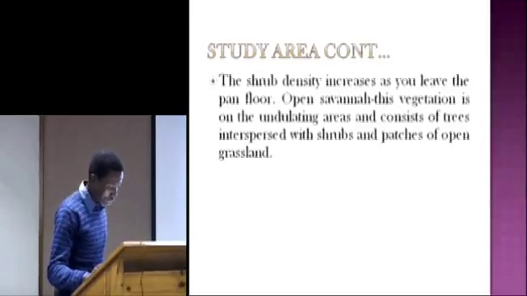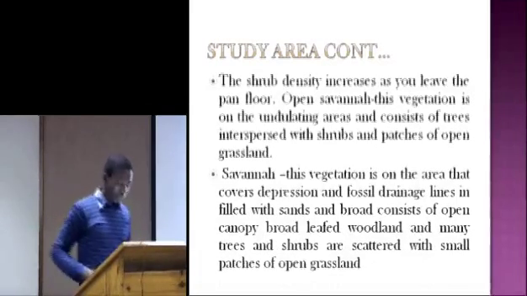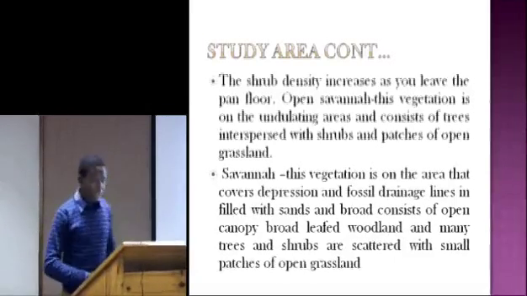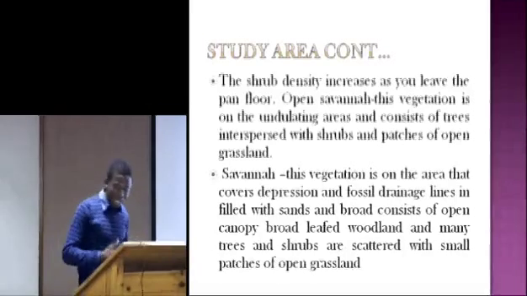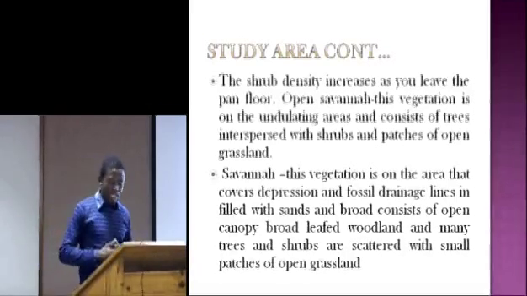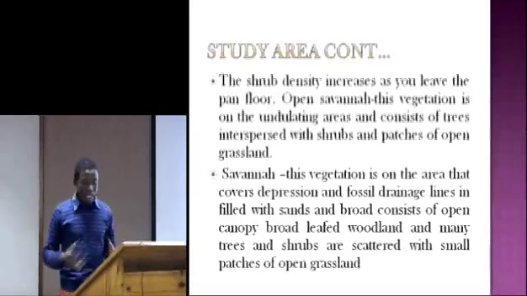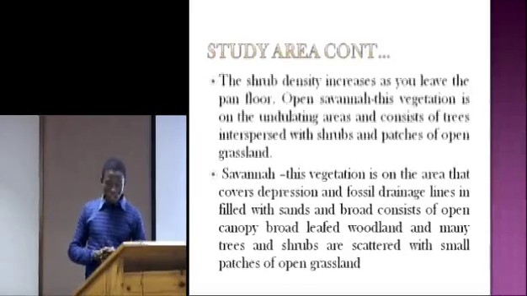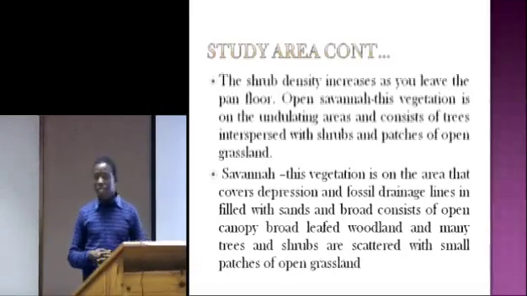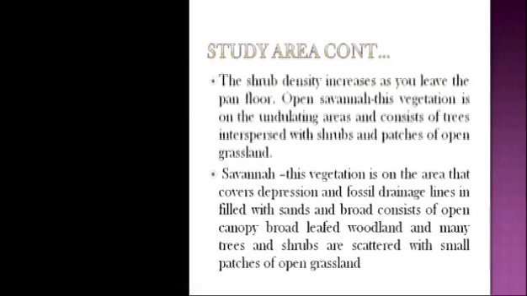Are we together? The last one is savanna. This vegetation is on the area that covers depressions and drainage lines, and consists of open canopy, broad-leaved woodland, and many trees and shrubs scattered with small patches of open grassland.